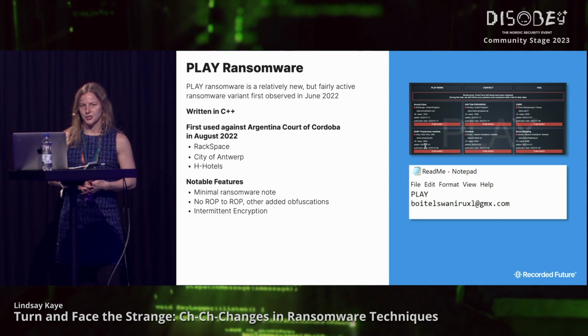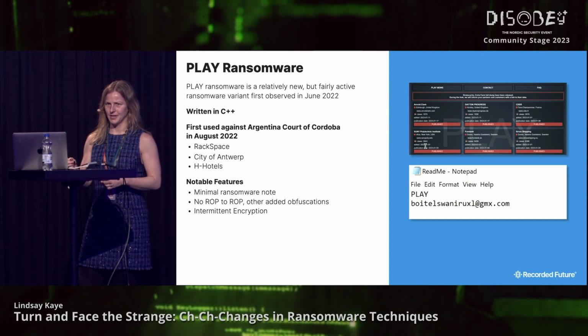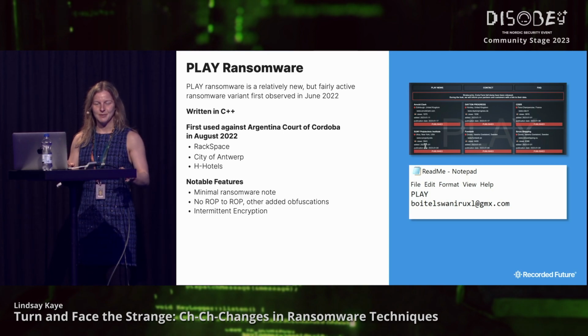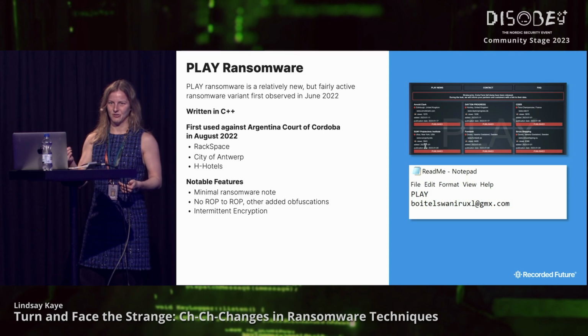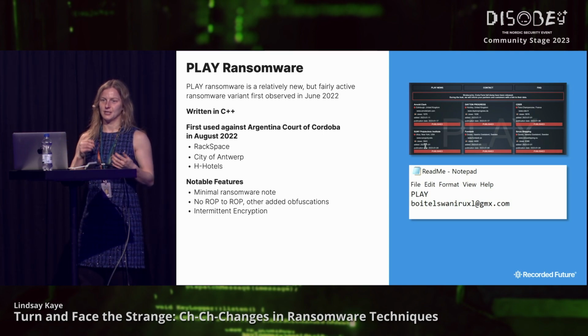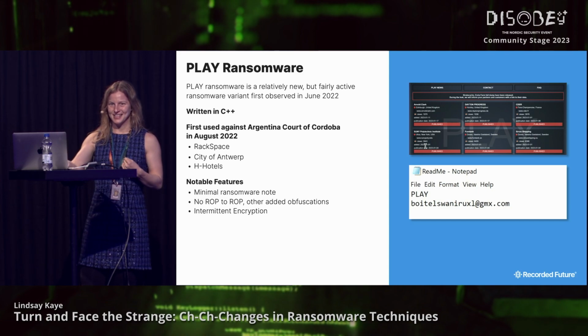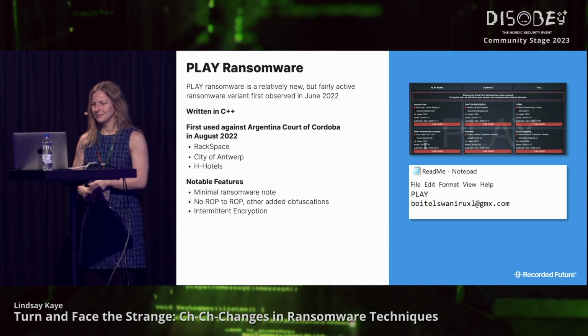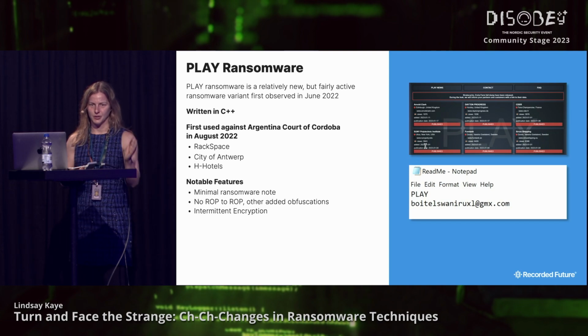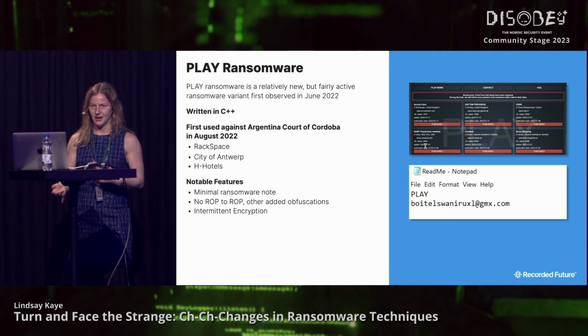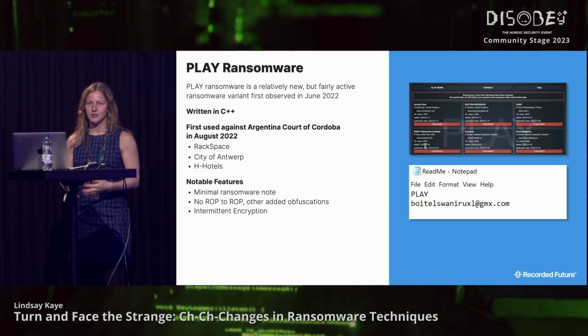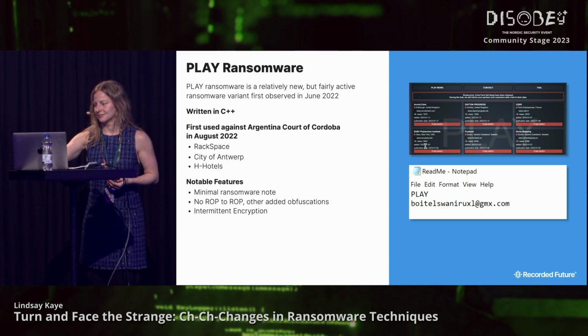So, some of the notable features here. First, this very minimal ransom note. If you've ever looked at other ransom notes in the past, this should stick out to you. Usually you'll have a lot of text about what happened, how to pay, and what the repercussions of not paying are, but this is it. So, fairly unusual here. I'm going to talk about the addition of return-oriented programming, ROP, and other added obfuscations and their impact, and then how they did intermittent encryption.